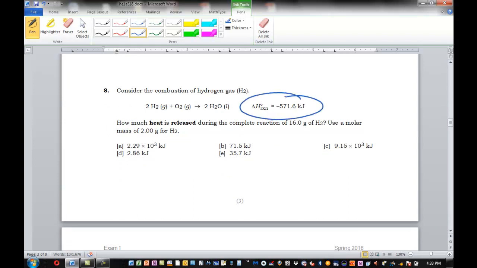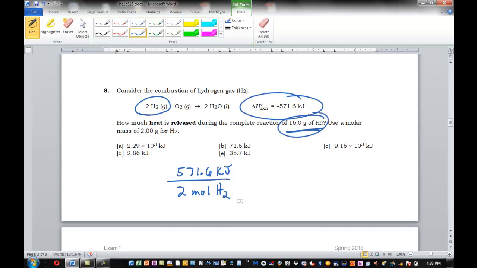Delta H, heat flow. You should look at that and go, boom, exothermic. That's the amount of heat that's released for that reaction as it's balanced. So this one is asking about hydrogen. That's the heat released for this reaction per 2 moles of hydrogen. Really important. That is stoichiometry for thermo. That amount of heat is released when 2 moles of hydrogen react.